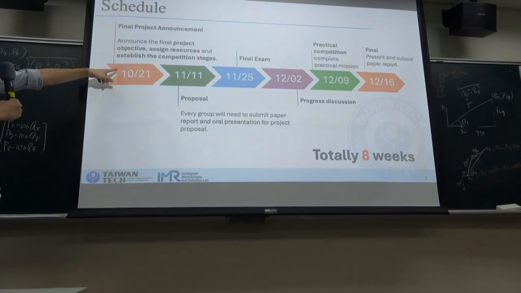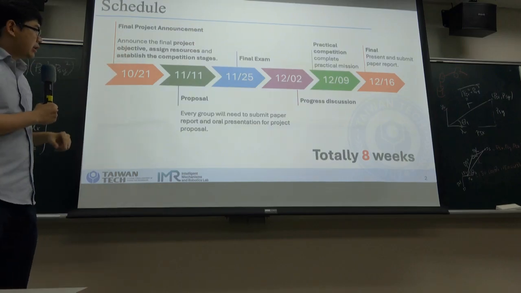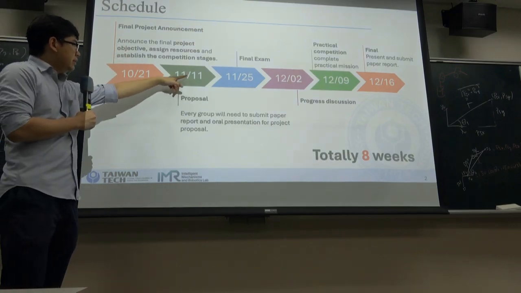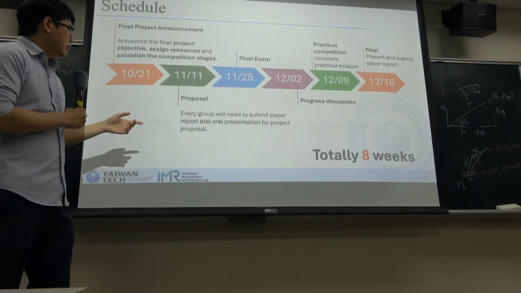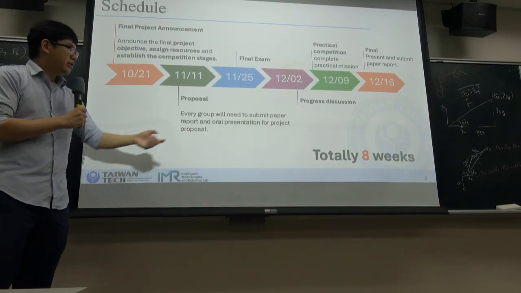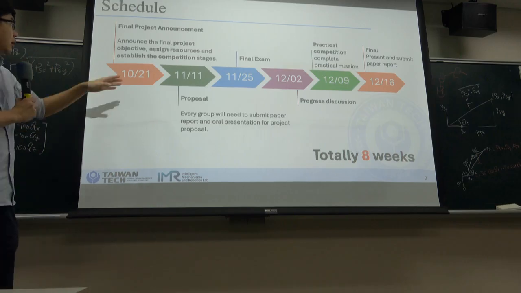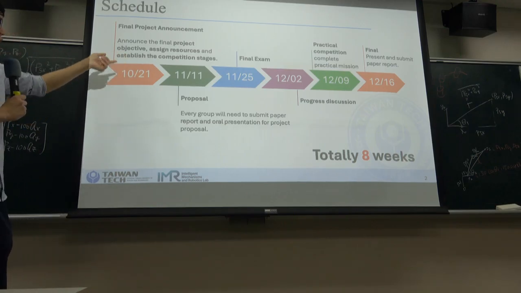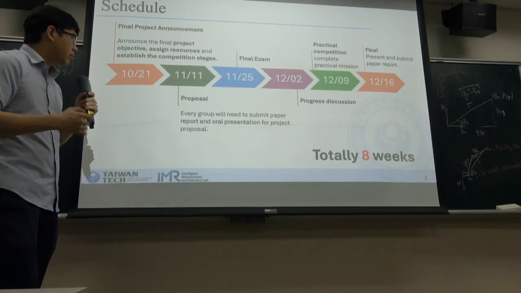Today is 21st of October, and we'll announce the final projects. On the 11th of November, you will give a proposal. Every group needs to submit a paper report and do a presentation for your project proposals. Basically, what is the methodology you are aiming to use to solve your project, and also how you want to design your robots.